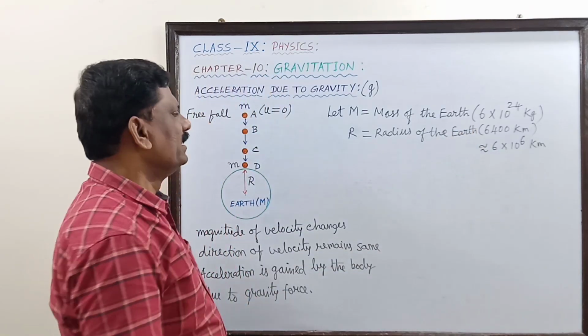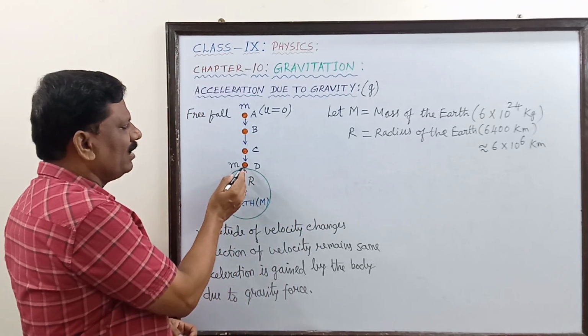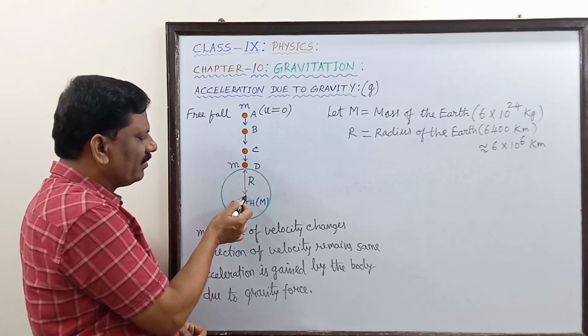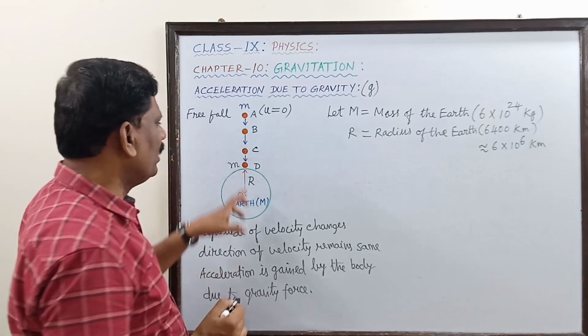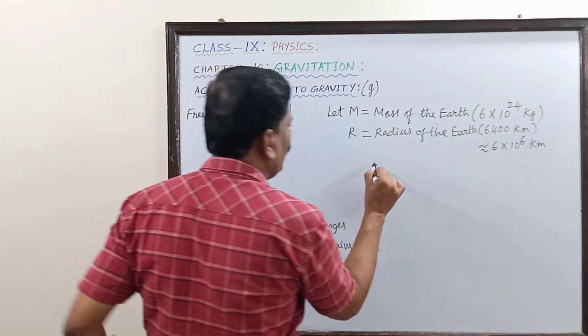Okay. Now, when this small mass is kept on the surface of the earth, it is at a distance of capital R from the center of the earth. So the center of the earth is taken to be O. So what will be the gravitational force? What will be the gravitational force acting on it?